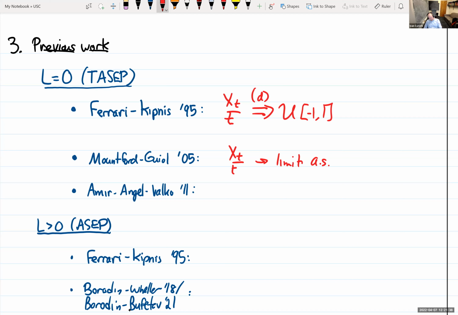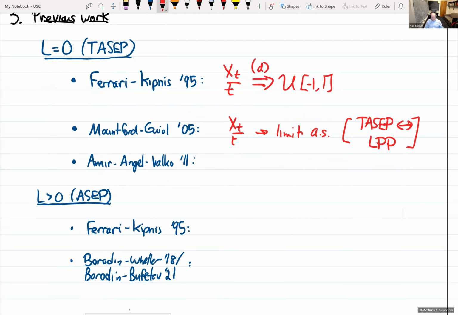I'm not going to explain their proof, but I will say that it was very much based on the fact that TASEP, which is the case where L equals 0, or particles only jump to the right, is in correspondence with something called exponential last passage percolation. This is a very powerful correspondence because it allows you to write down variational formulas for TASEP, and then use results about last passage percolation, say concentration results and things of that sort. So when we move into the context of ASEP, this relation completely breaks, and so we'll need a very different method.